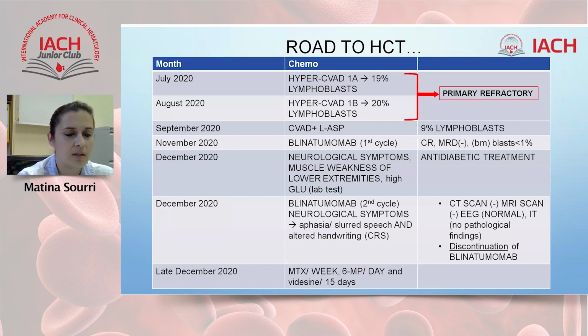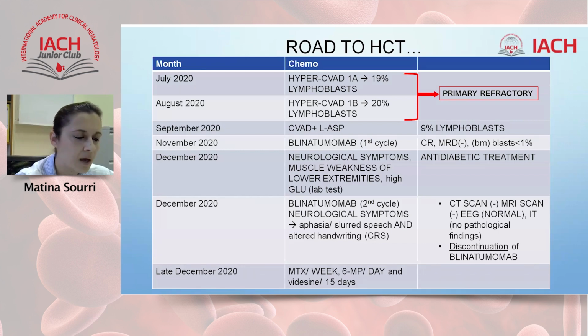In the restaging, the patient had achieved complete remission with a negative MRD and less than 1% blasts in the bone marrow. But at the same time, she developed neurological symptoms such as muscle weakness of the lower extremities, which was attributed to the previous corticosteroids. Furthermore, high glucose was observed, and she was put on anti-diabetic treatment.